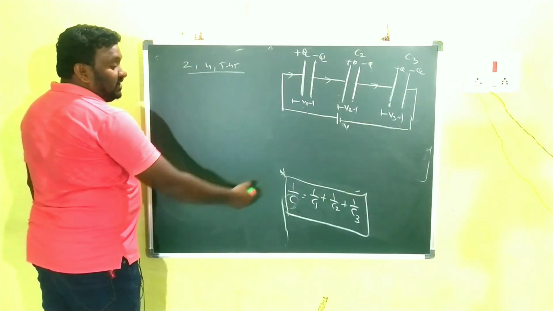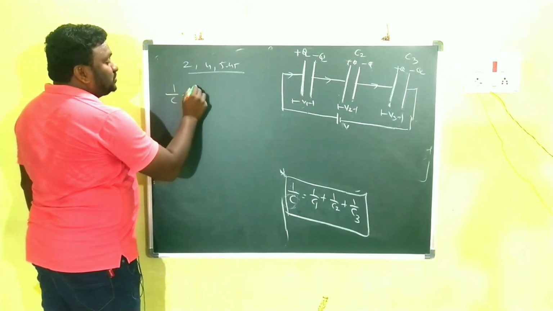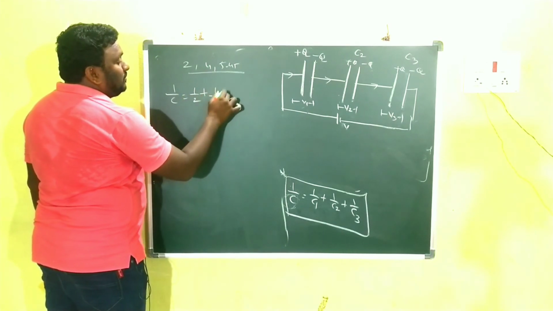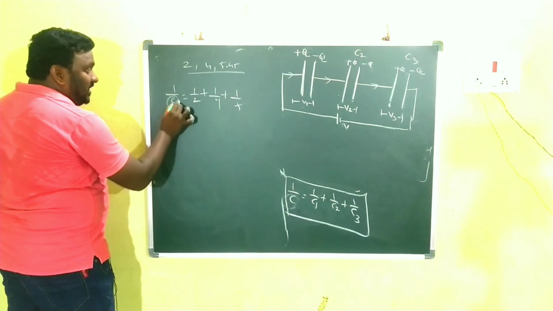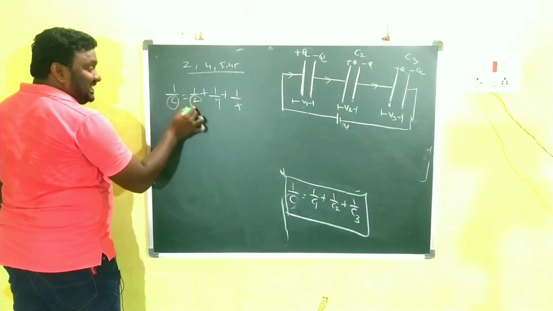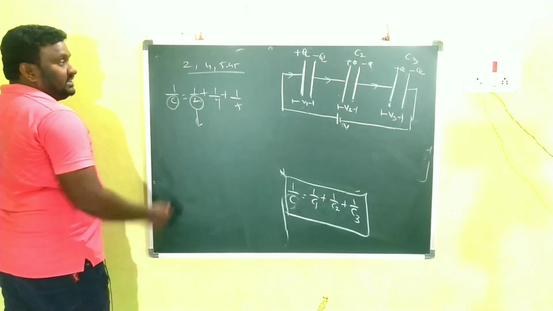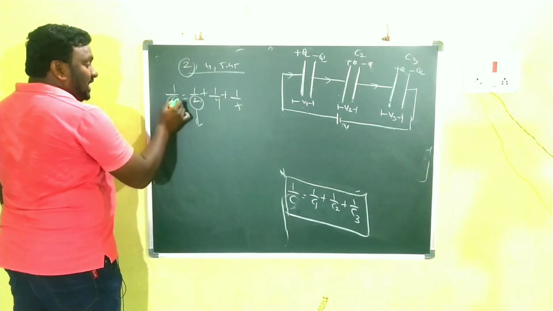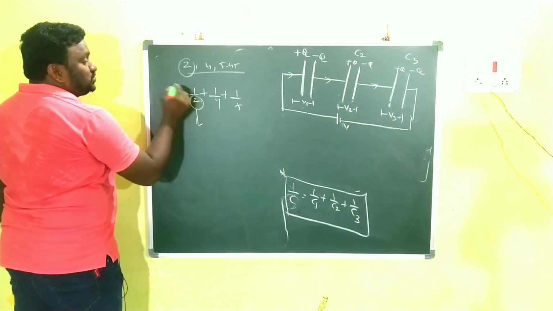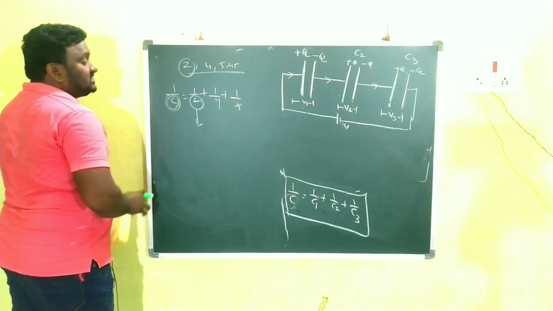For example, here we are taking 2, 4 and 5 microfarad capacitors. What is the equivalent capacitance now? 1 by C is equal to 1 by 2 plus 1 by 4 plus 1 by 5. The value we get should be less than the least value of the combination. In this combination 2, 4, 5, the least value is 2. The value we get should be less than 2.